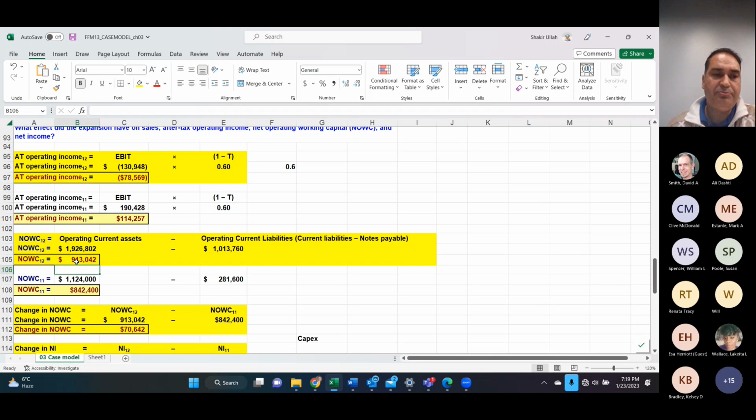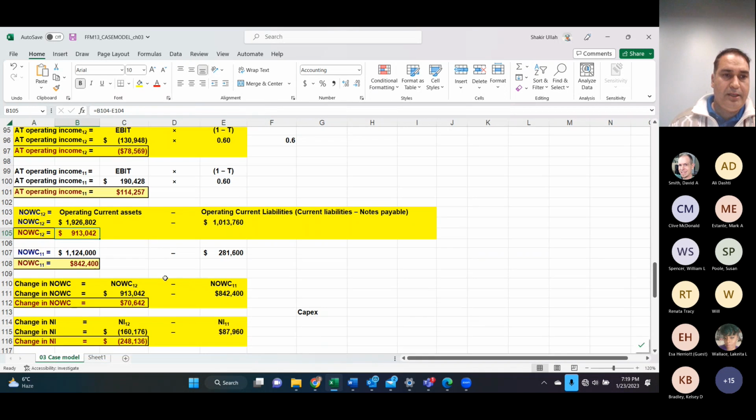This is the amount of money that is being actively used in the business, and this money is basically coming from either long-term borrowing or owner's investment. This $913,042. Okay, that is the actual capital investment in the current assets.